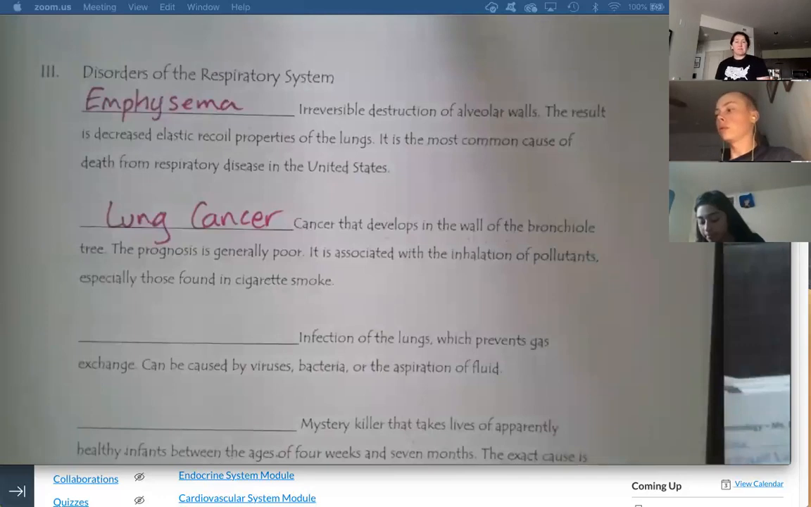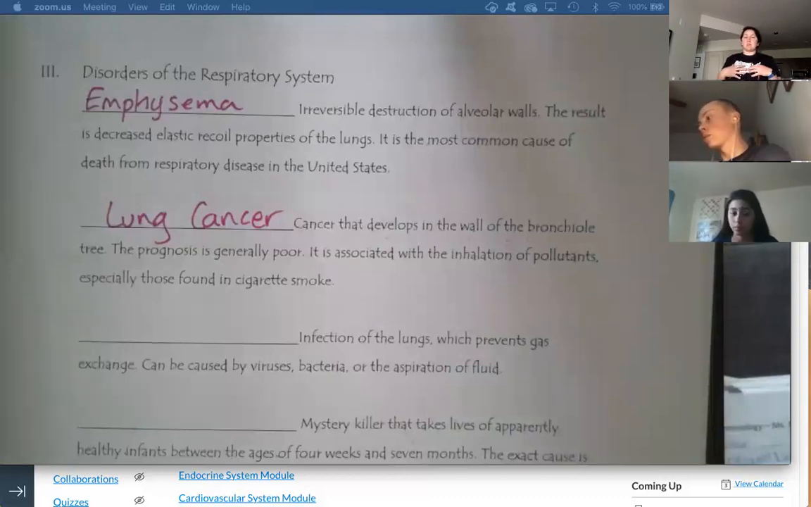Okay, infection in the lungs, which prevents gas exchange. This can be caused by bacteria or viruses. It's more often bacteria than viruses, or it can also be caused by aspiration of fluid, which means that you breathe in fluid, and it will stop the gas exchange from happening. You've maybe had this, or you know someone who has it. It's called pneumonia.